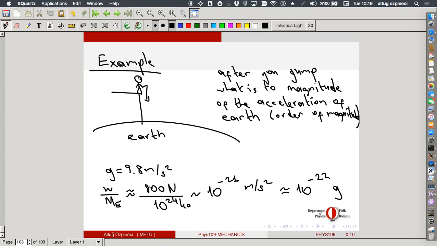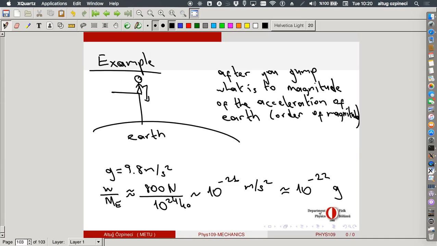Forget about the sun. Let's just assume that the Earth is isolated in empty space, there's no sun, etc. And you are so depressed that you want to commit suicide, and you just jump from the top of the building. Probably the last thing you will care about will be the acceleration of the Earth, but we might be interested in that. So what will be the acceleration of the Earth?